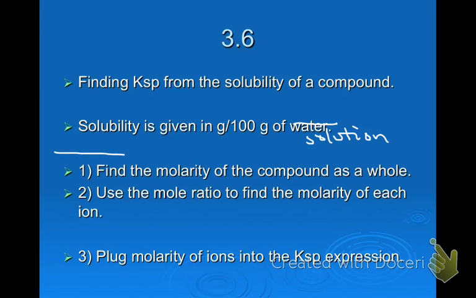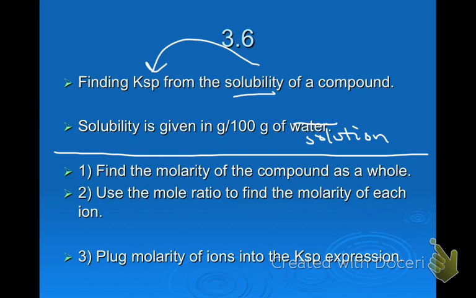Here are your steps to take when you're doing this. When you're finding KSP from solubility, you start with solubility and we're going to find KSP. Number one, you want to find the molarity of the compound. Hopefully at this point that's really easy for you. So find the molarity of your compound based on your solubility. Number two, you're going to use a mole ratio to find the molarity of each ion. And then you're going to plug the molarity of your ions into the KSP expression and solve. So it's a pretty easy three-step process.